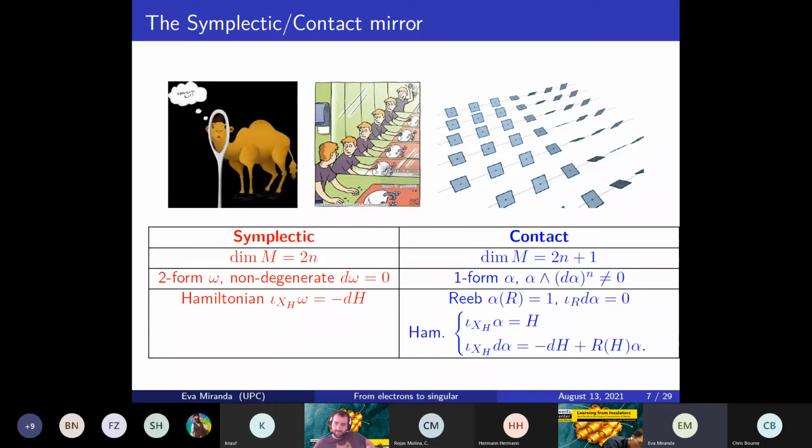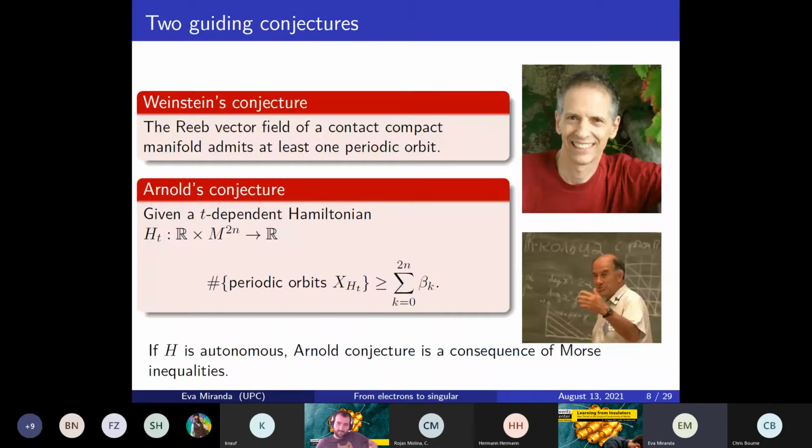Okay. So there are two guiding conjectures in the literature that essentially concern periodic orbits. I chose one of them for contact manifolds. The Weinstein conjecture tells that the Reeb vector field of a compact manifold has to admit at least one periodic orbit. When Alan Weinstein made this conjecture, he was considering the case of R2n and restrictions to a convex hypersurface in R2n. That was the origin of this conjecture. This has been proved to be true in a number of situations, in particular on all three-dimensional compact contact manifolds.